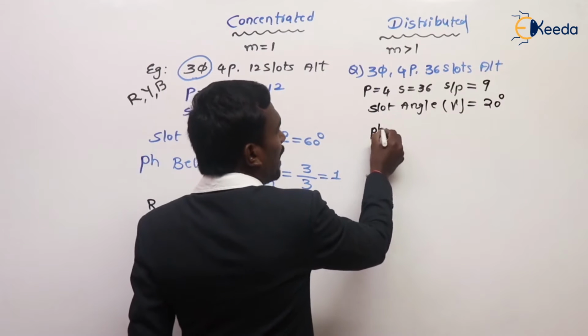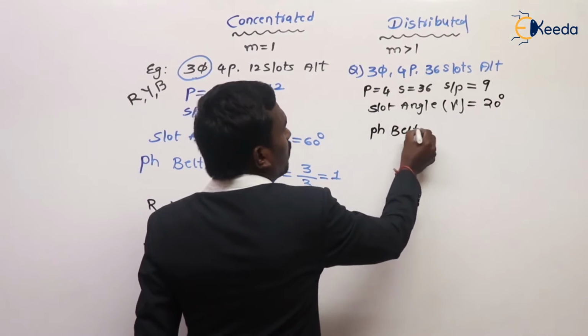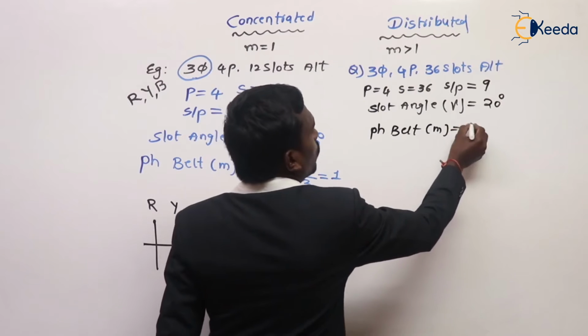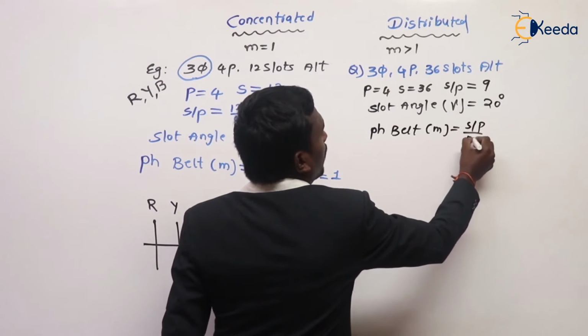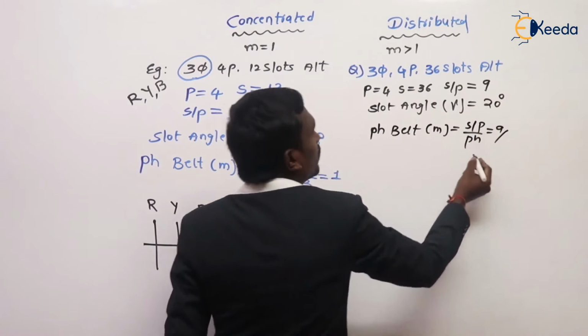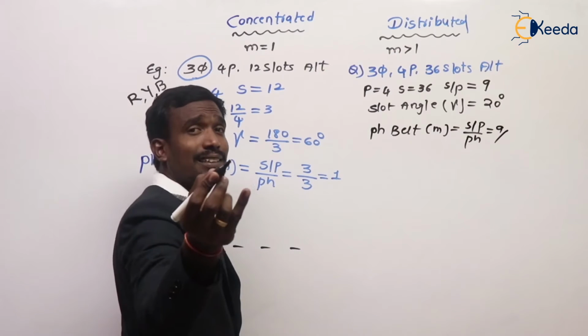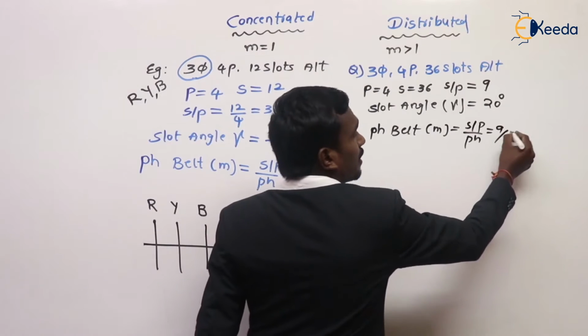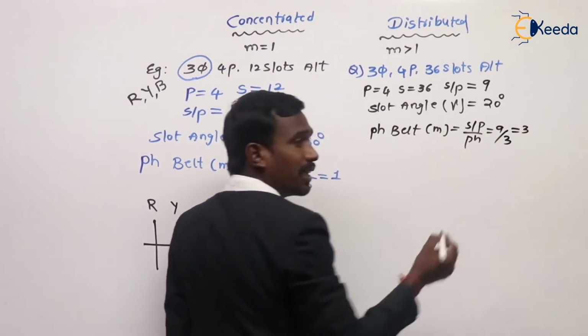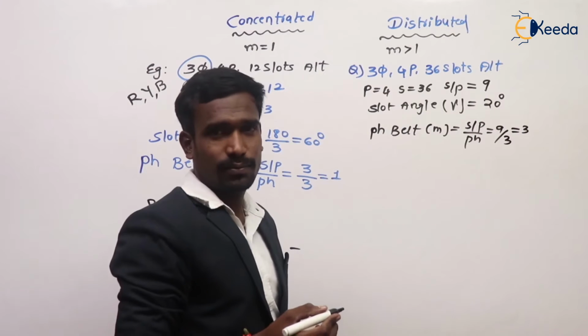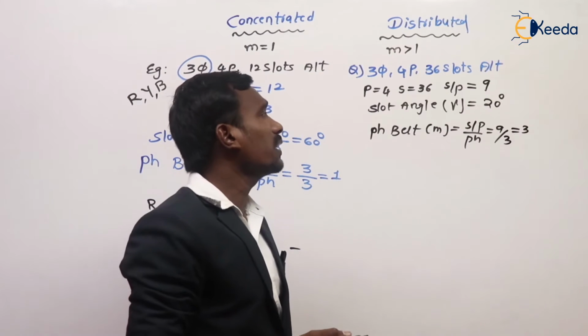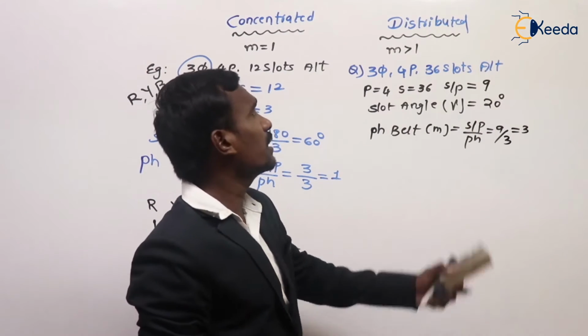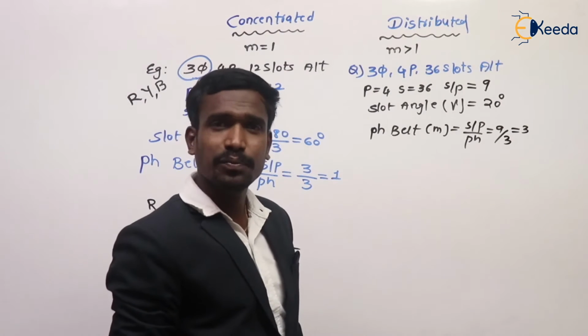And the phase belt M is equal to slots per pole per phase: 9 out of, how many phases are there? See here. Is it okay or not? 3. 9 by 3 is equal to 3, which is greater than 1. So here M is greater than 1, that's why it is distributed winding.